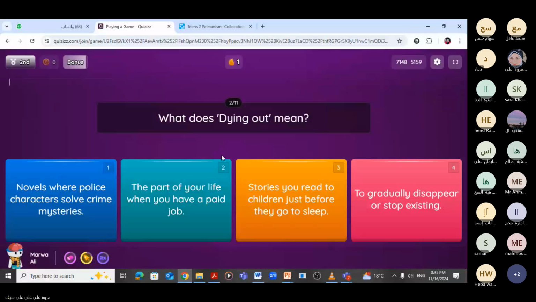What does dine out mean? Does it mean novels where police characters solve crime mysteries, or the part of your life when you have a paid job, or stories you read to children just before they go to sleep, or to gradually disappear or stop existing? So, Miss Hind is raising her hand. Go ahead. It's number 4. It means to gradually disappear or stop existing.